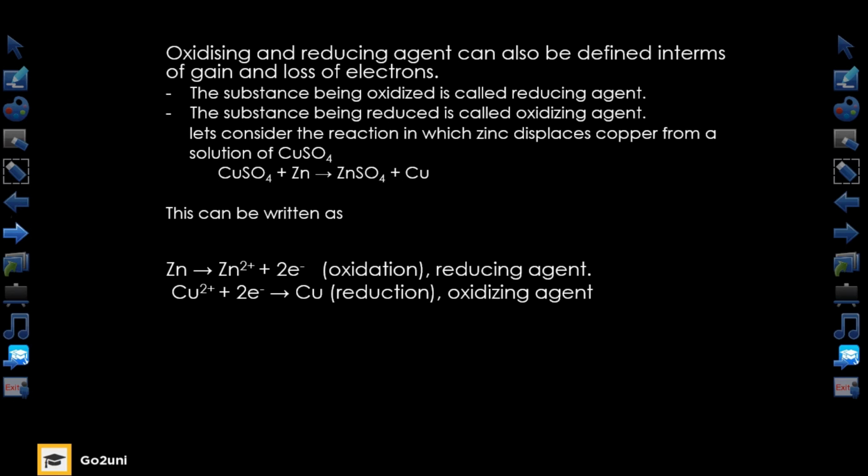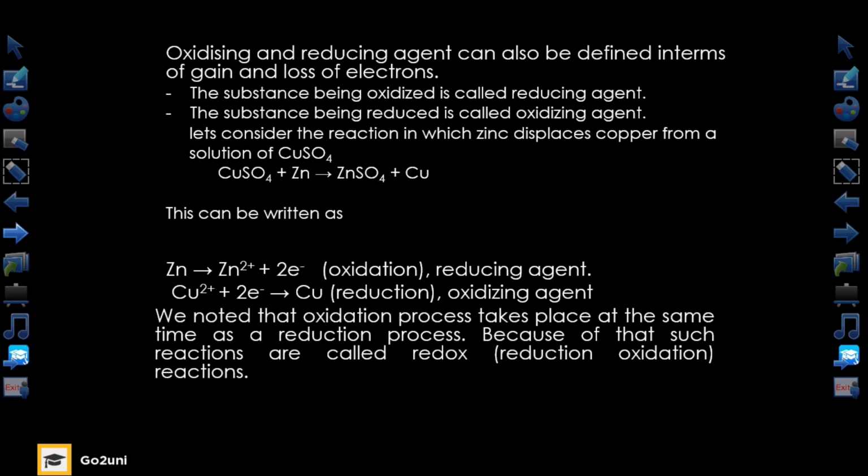Let's proceed. Looking at the equation, we can see that zinc has gone from zinc metal, which is ordinary zinc, to zinc ion, which is in the form of zinc sulfate. But copper has gone from the copper ion to ordinary copper, which is metallic copper, and that is reduction. So the copper sulfate solution becomes the oxidizing agent, while zinc is the reducing agent, as we have said before. So simply we say that as oxidation is taking place in reactions, reduction is also taking place simultaneously.